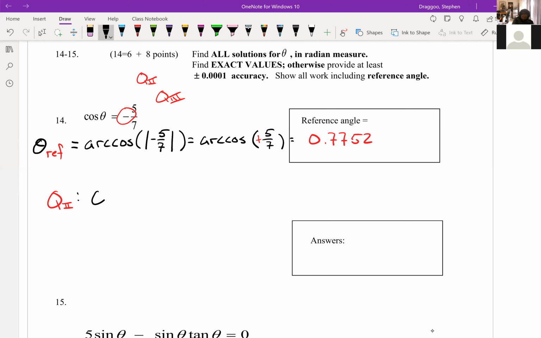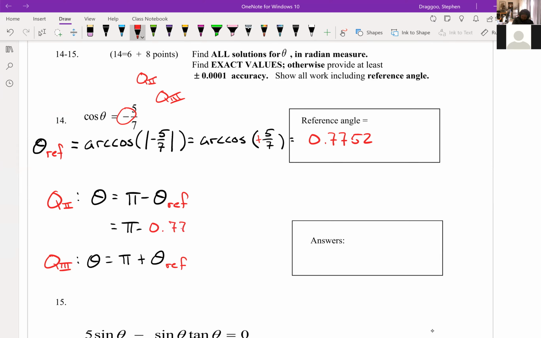So in quadrant 2, theta is equal to pi minus the reference angle. And in quadrant 3, theta is equal to pi plus the reference angle. So this one is pi minus 0.7752, and this one I've got pi plus 0.7752.